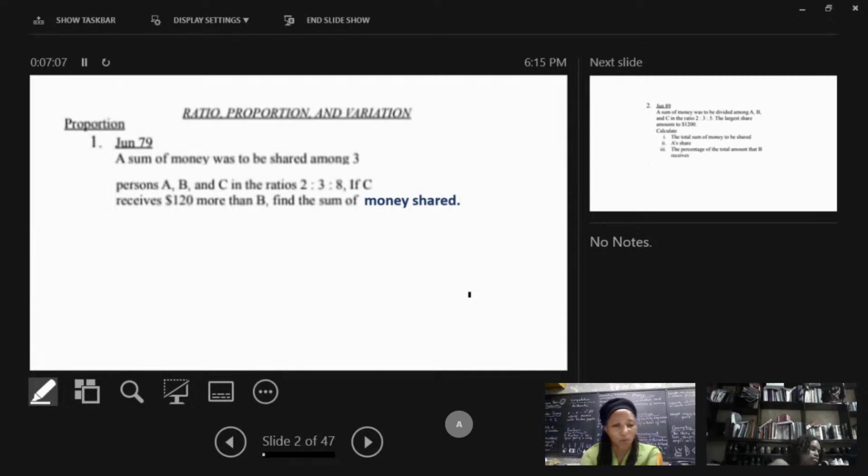But 120 is not the total. They want you to find the total. Oh, yes, miss. Because we would do that if 120 was the total. They want you to find the total. Yes, miss. But it says that C receives $120 more than B. Yes. So how would we approach it then? Miss, the 3 divided by 120.